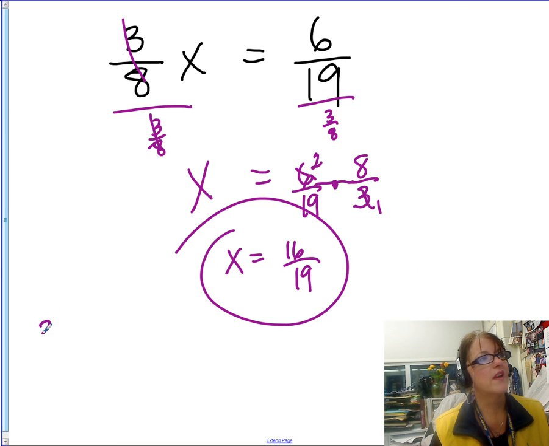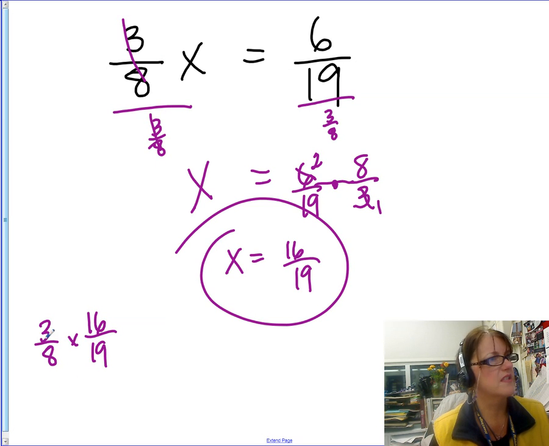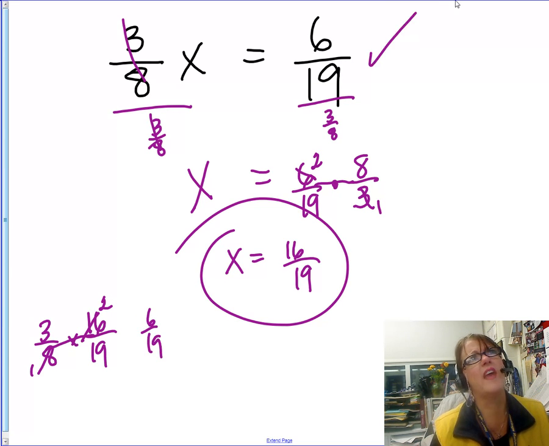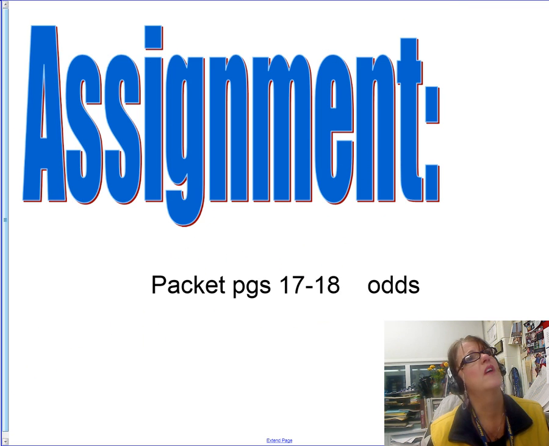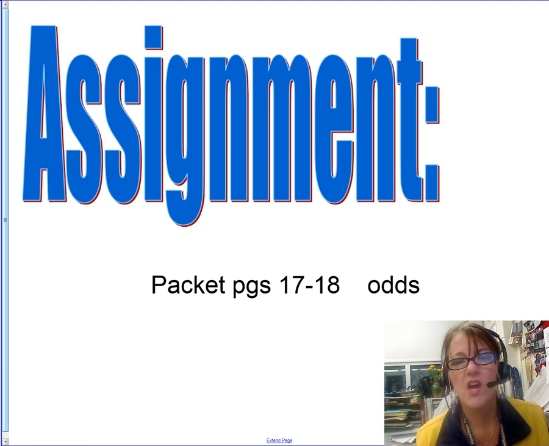Go ahead on your calculator and check 3/8 times 16/19. Or, for goodness sakes, this one I can do by hand. 8 fits into 16 twice. I get 6/19. Oh, look at that. It's so beautiful. Almost makes me cry. Yes. That's it. Hot diggity.